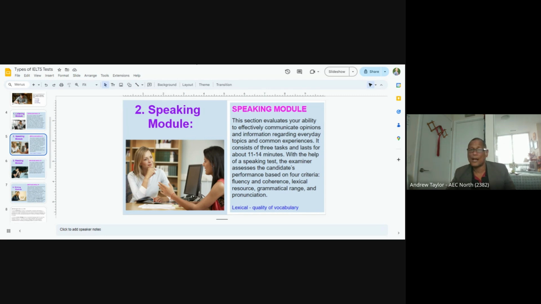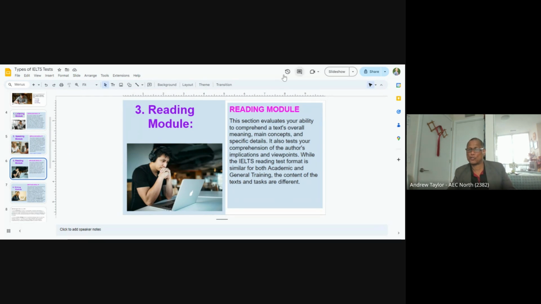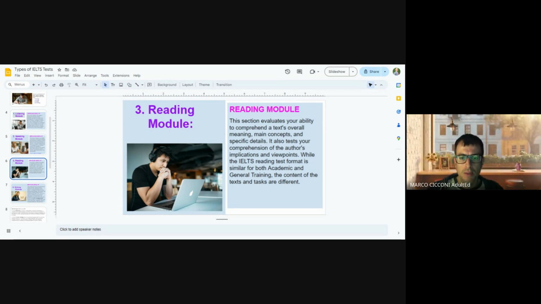Okay. So next we have Marco, reading module. This section evaluates your ability to comprehend the text's overall meaning, main concepts, and specific details. It also tests your comprehension of the author's implications and viewpoints. While the IELTS reading test format is similar for both academic and general training, the content of the tests and tasks are different. Okay, very nice.